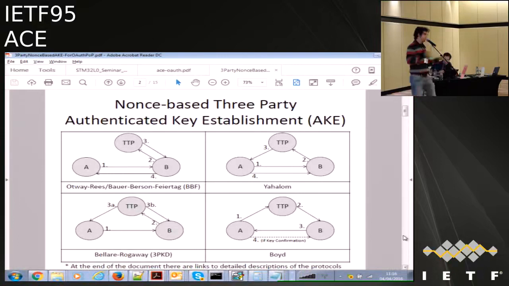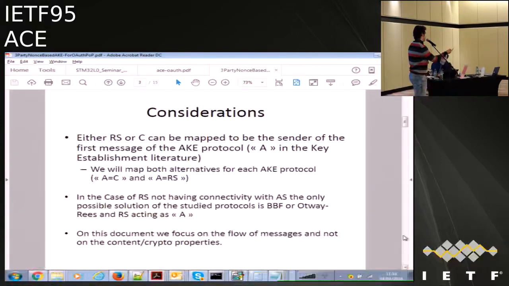If we go to the next slide, party A is the one to send the first message. Okay. But imagine if the client opens the communication directly with the resource server with the nonce. So when we map these authenticated key establishments to a REST scenario, we can map the party called A to either the client or the resource server. That gives us some flexibility. And if we assume the resource server doesn't have connectivity with the authorization server, only the first, top left solution can be used to generate an authenticated key.